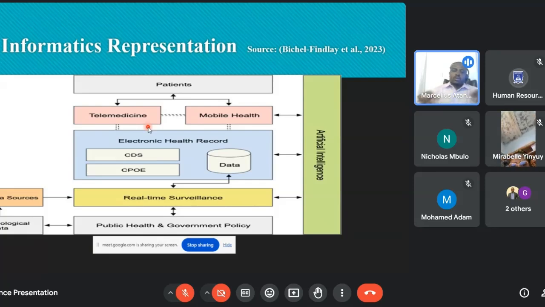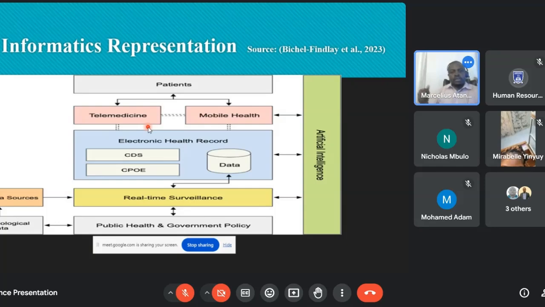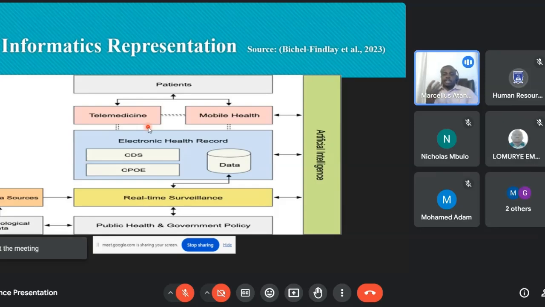So we're going to go further to use all these understandings and be able to establish whether or not medical informatics can actually transform public health.